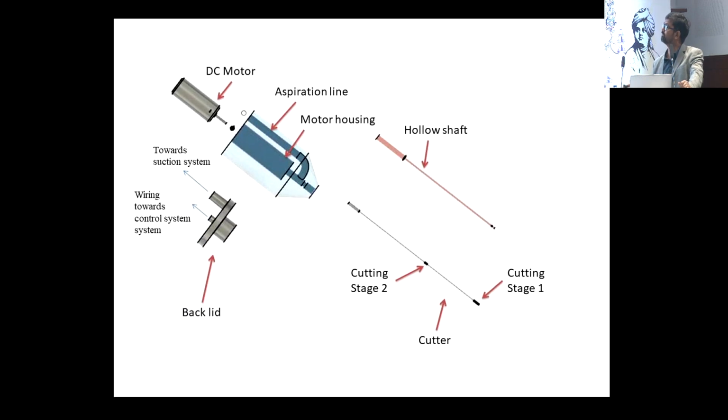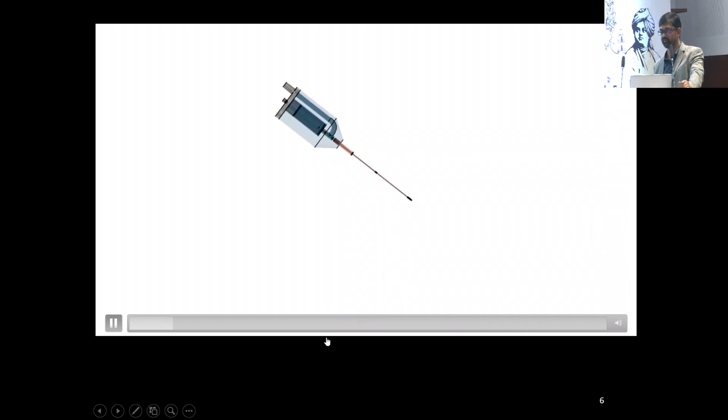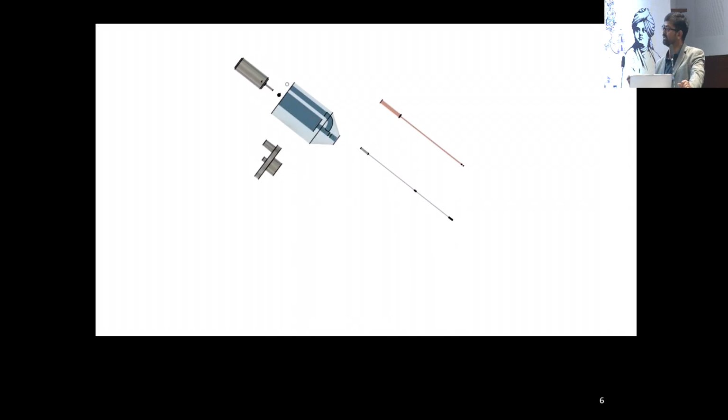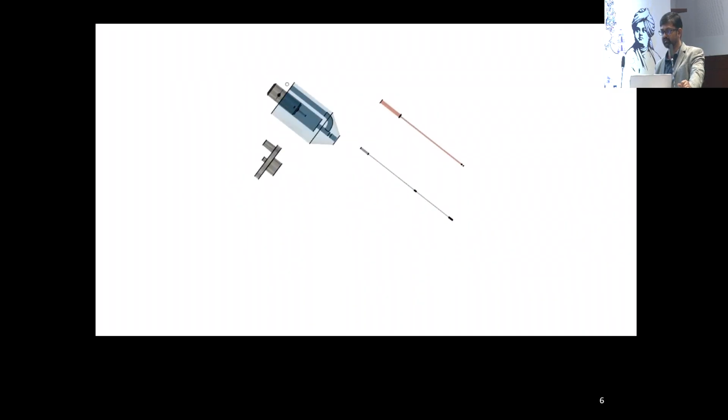So these are the parts of it. There is a back blade, then you have the DC motor, then the aspiration line, the motor housing. They have the hollow shaft, which is outside, and then we have a solid cylinder, which is inside. So this is an animated design of this. Basically, this cutter has an outer housing, and inside there is the main part, which is the solid cylinder. On this solid cylinder, if you see, there are two cutting parts. One is in the middle, and another is at the end of the cutter, which is like a traditional one. And there is a DC motor which drives it.